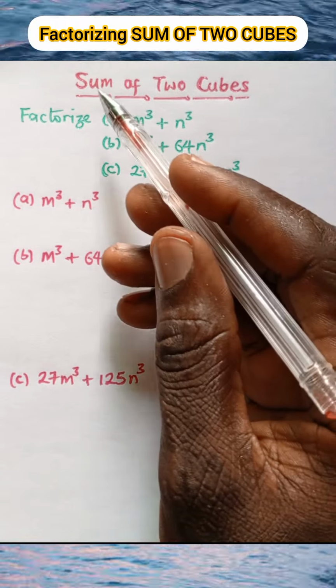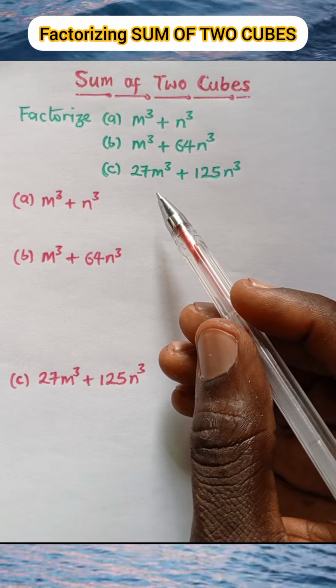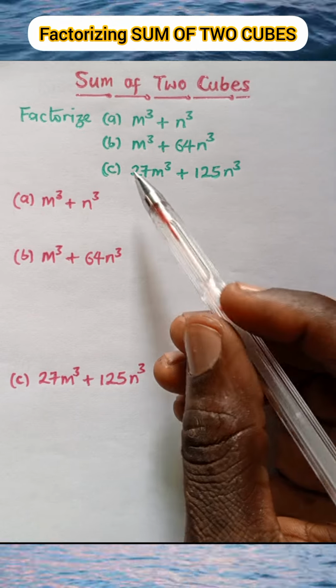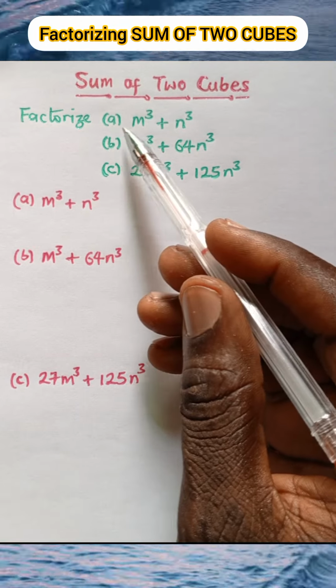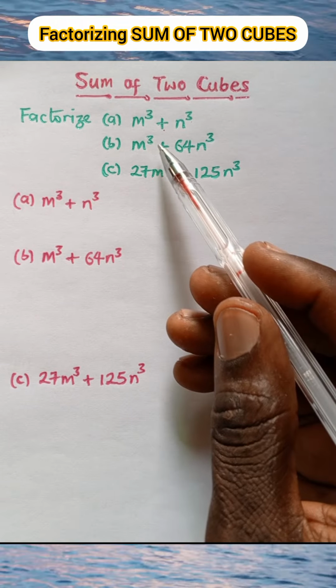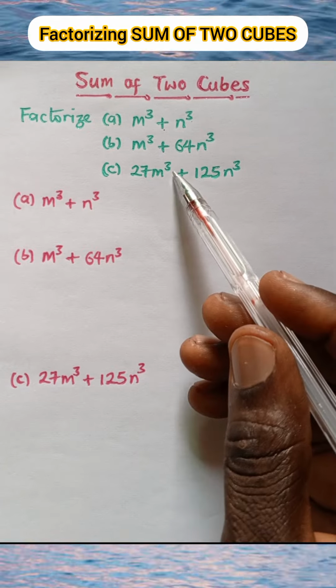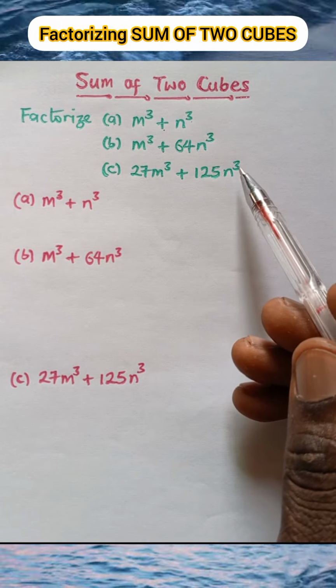Factorizing sum of two cubes. In a previous video, we treated factorizing difference of two cubes. In this video now, we are asked to factorize A, m cubed plus n cubed, B, m cubed plus 64n cubed, and C, 27m cubed plus 125n cubed.